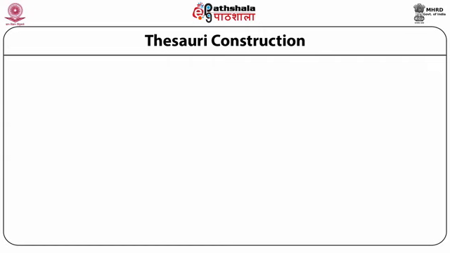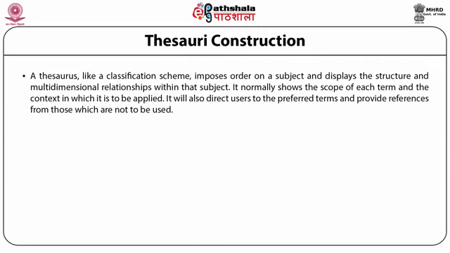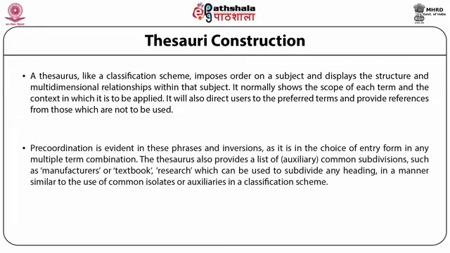Constructing a thesaurus. A thesaurus, like a classification scheme, imposes order on a subject and displays the structure and multidimensional relationship within that subject. It normally shows the scope of each term and the context in which it is to be applied. It will also direct users to the preferred terms and provide references from those which are not used in the database. Pre-coordination is evident in these phrases and inversions, as it is in the choice of entry form in any multiple term combination.